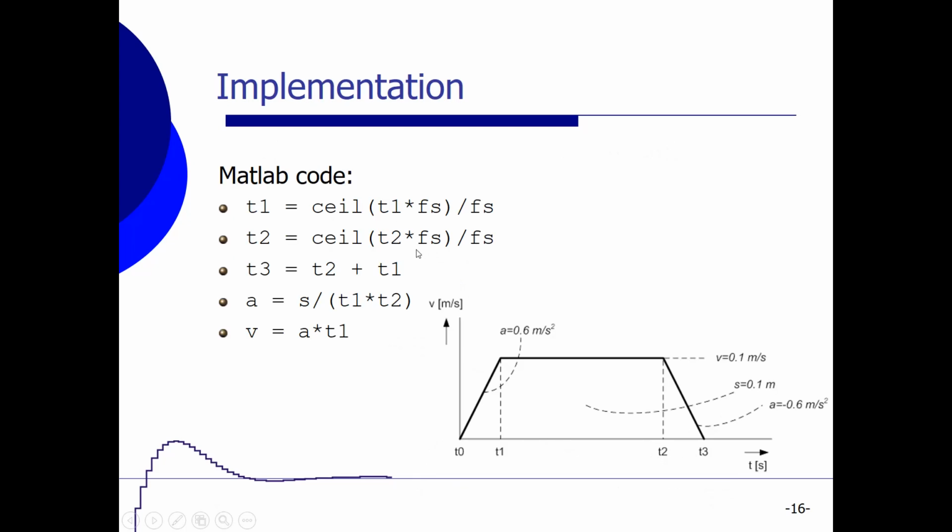So in MATLAB code, when you want to implement it in MATLAB, you can say, well, t1 is equal to the rounding of t1 times fs, and then divided again by the sample frequency. And in this expression, I use ceil, from ceiling, which is rounding to the nearest integer value. We do the same thing for t2. We say t3 is t2 plus t1. We calculate a from the expression a is s over t1 times t2, and we check v, and v should be smaller than the maximum value, and v is equal to a times t1. So that's all the MATLAB code which is needed for a second order motion profile on a discrete sample grid.